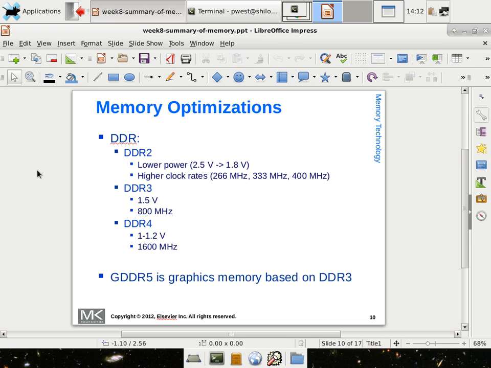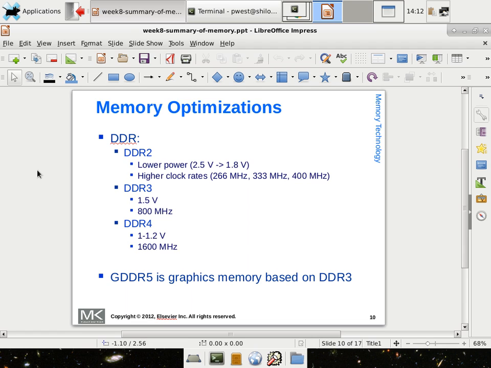DDR2, the big optimization there was lower power and then a higher clock rate. DDR3 went back to 1.5 volts, but got even better clock rate. DDR4, again, lowering the voltage, higher clock rate. Really, they've been trying to get the voltage as low as possible to produce the least amount of heat so that they can increase the clock rate as well as how much can be sent through.